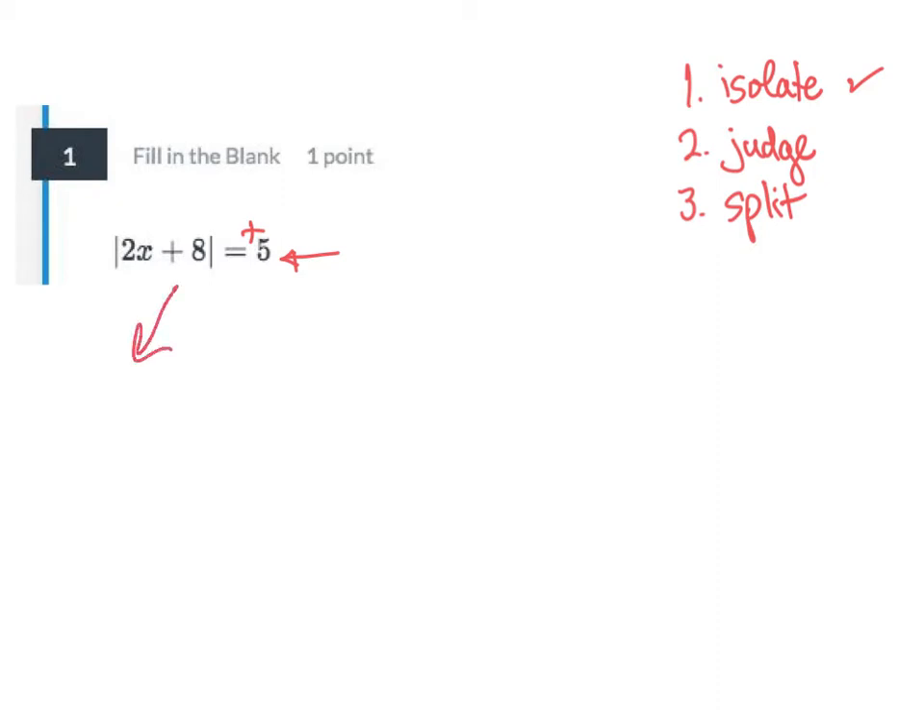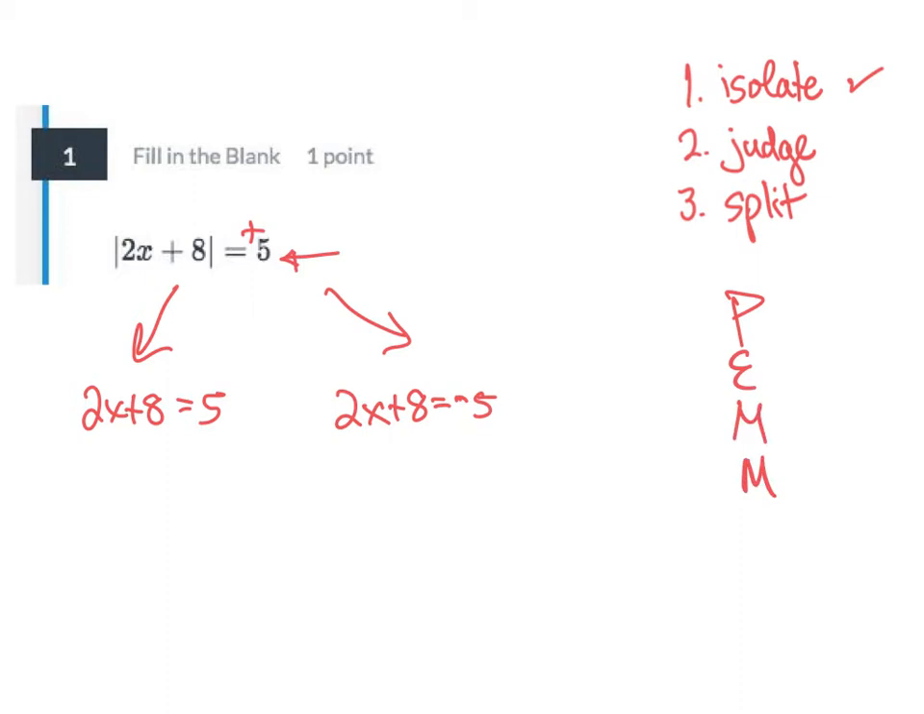So remember, we split it. We have 2x plus 8 equals 5, and then we have 2x plus 8 equals negative 5. And then this is an equation. We're going to solve it as a normal one. So we're doing PEMDAS backwards, Please Excuse My Dear Aunt Sally. We're looking for addition or subtraction. We see that we have an addition of 8, so we're going to subtract 8 from both sides.